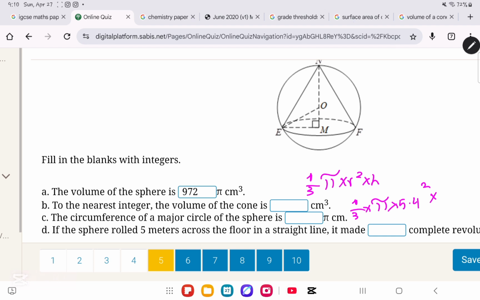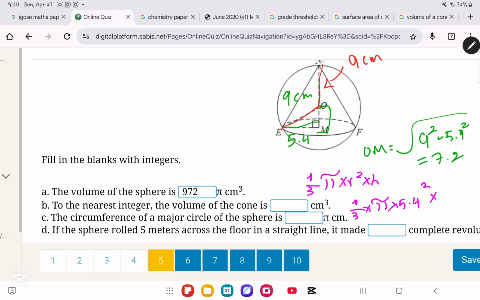How do we find the height? We know that OE is a radius, and if OE is a radius, then that means ON is also a radius, and it's the radius of the big sphere. So in that case, ON is 9 centimeters. Now what's left for us to find is the value of OM. To find OM, we can simply apply the Pythagorean theorem. So this is 9 centimeters, this is given as 5.4. OM is equal to the radical of 9 squared minus 5.4 squared, and we will get it to be 7.2. So the total length, from N to M, is going to be 9 plus 7.2, which is 16.2.